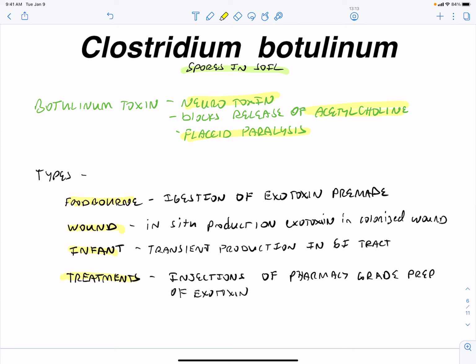So foodborne is going to be ingestion of the exotoxin pre-made. Wound is actually going to be production of the exotoxin when you introduce the bacterium into an actual wound in the body. Infants are going to eat something that has the spores. The spores will germinate in the stomach of the infant. You'll get a transient production of the toxin in the GI tract. And then some people have injections of pharmacy-grade botulinum toxin, Botox, and that is going to potentially cause disease in those people.